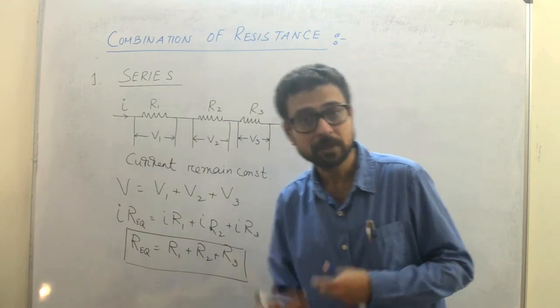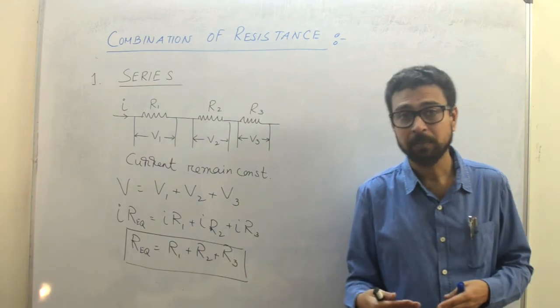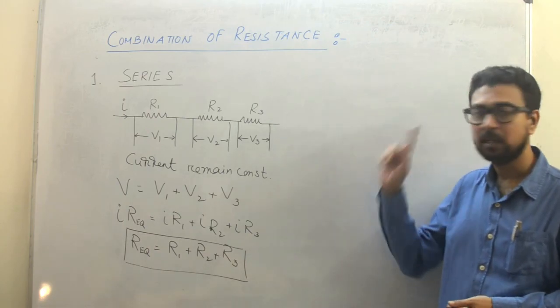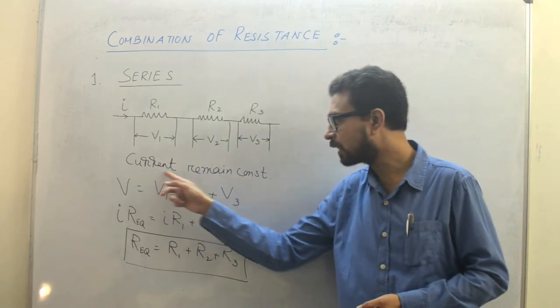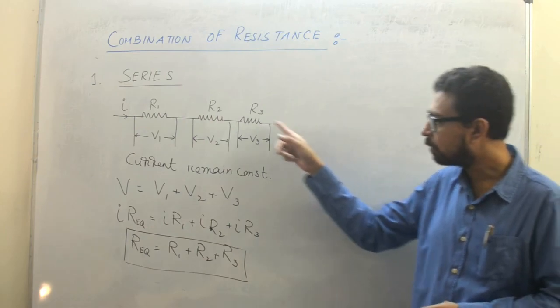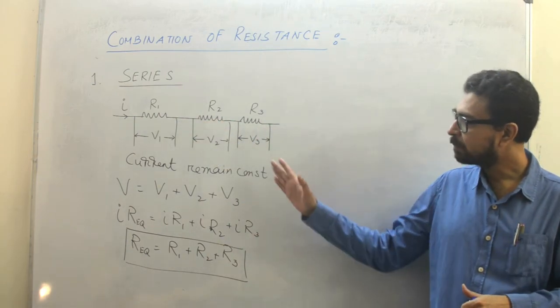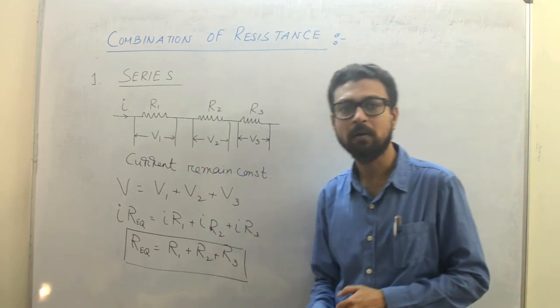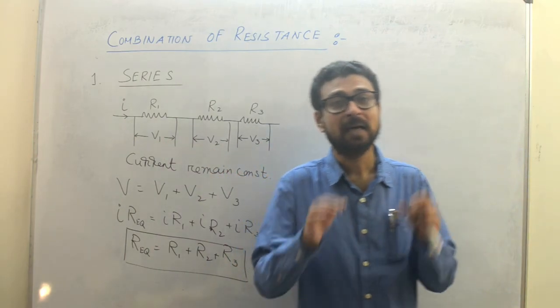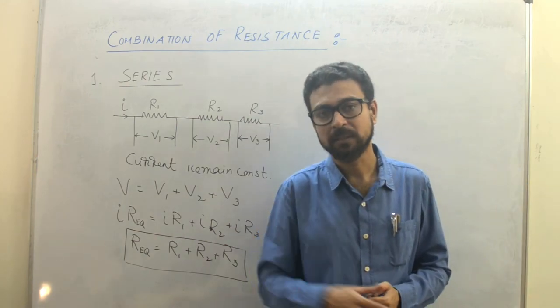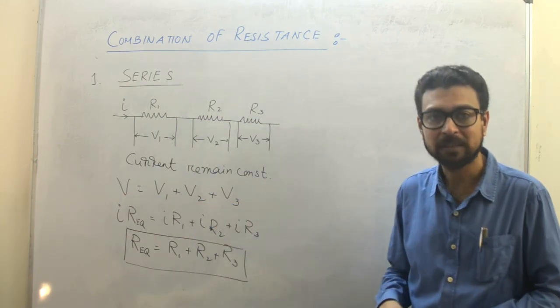Next we are going to go for the parallel combination. Before going to parallel, I must repeat certain things. In series combination, the current remains constant throughout all the resistances. The same current will flow. And the second part is that each individual resistance has its individual potential drop. Add them and you get the total potential of the given circuit, that is V equals the sum of these three potentials.